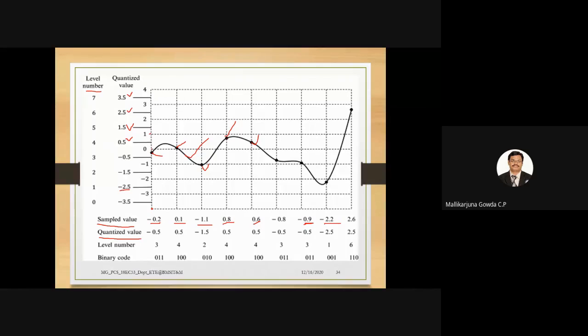Okay, so minus 0.9 has been rounded off to minus 0.5. Even minus 0.8 is rounded off to minus 0.5. Then minus 2.2 has been rounded off to minus 2.5. Then this 2.6 has been rounded off to 2.5.